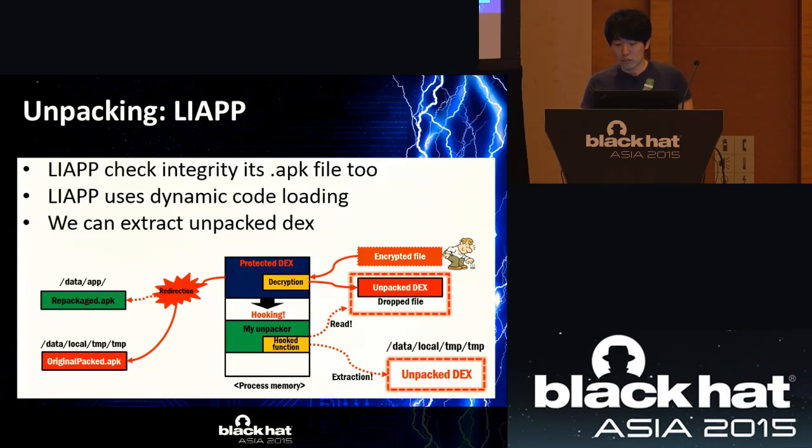LIAPP is also an Android packer. I think it is little known. This packer is developed by a company in Republic of Korea. LIAPP also checks its integrity in the same way as Ijiami, so we can circumvent it in the same way as before. And you can extract the unpacked text by hooking an open function, because LIAPP uses a temporary file to load unpacked text dynamically.